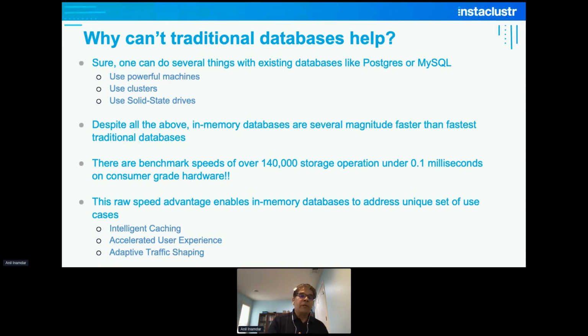Now this advantage of raw speed enables in-memory databases to address a unique set of use cases which the traditional databases cannot address. Examples are intelligent caching, accelerated user experience, adaptive traffic shaping. I will consider some of them in the future slides.